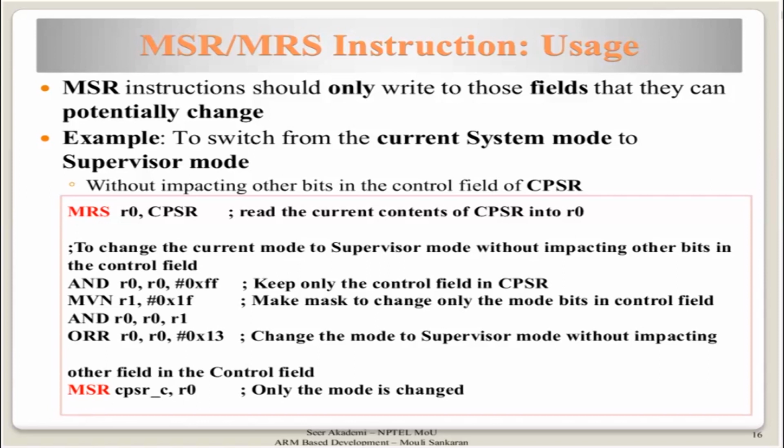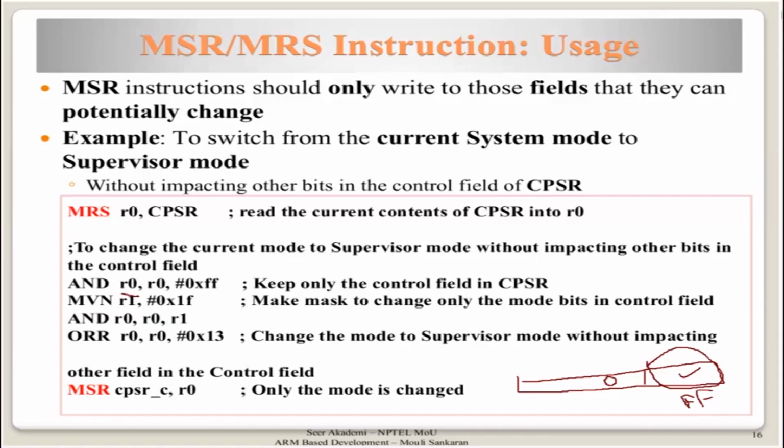I am trying to AND the value in the lower byte. I am interested in only the lower byte, so I am ANDing with FF. That means all the values which I read from R0 are maintained here, and whatever was earlier copied from CPSR in the other bits is made 0 now. So R0 is holding that value now.